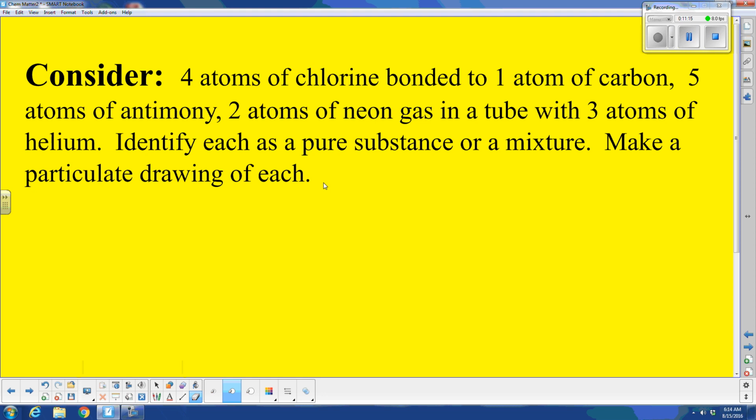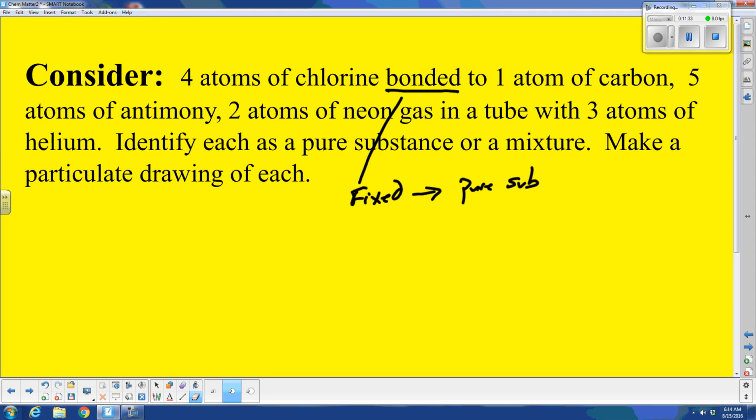Okay, here we go. 4 atoms of chlorine bonded to 1 atom of carbon. By the way, when you see that word bonded, that usually tells me what? Is it a fixed composition? Yes, that's going to be fixed composition. If it's a fixed composition, it is a pure substance. And how would I draw that?